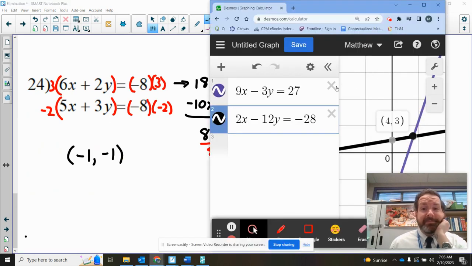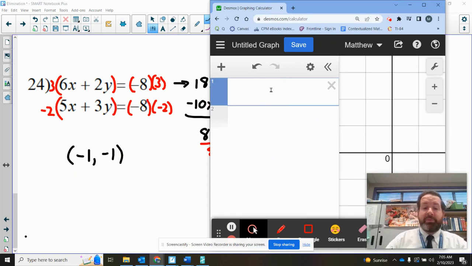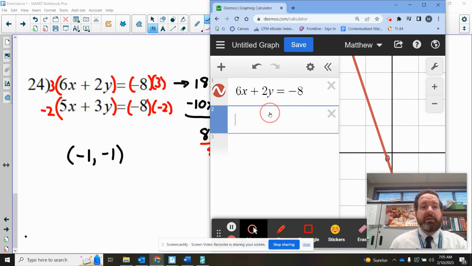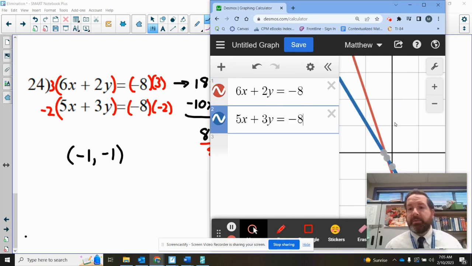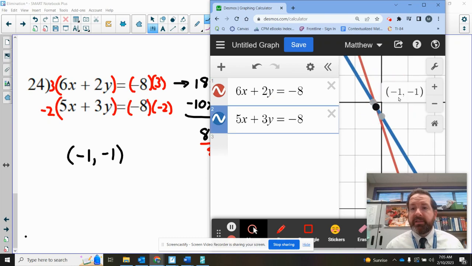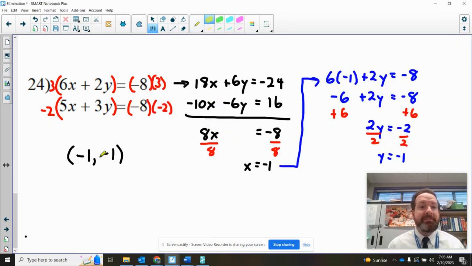Let's check it. Graph the original equations. See where they cross. They cross at negative 1, negative 1. We are in good shape. Give that a highlight, and we're all set.